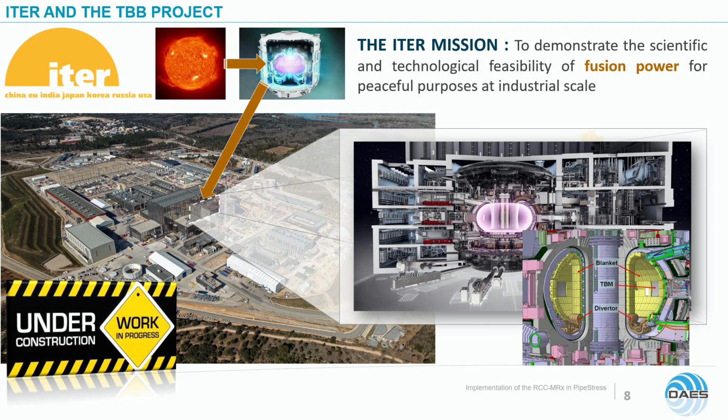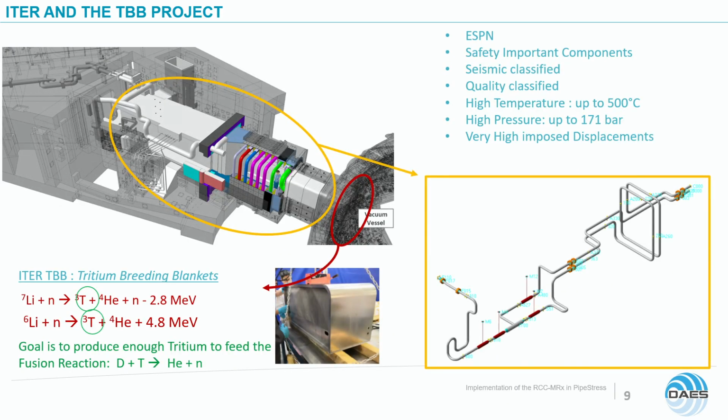So my specific problem is that I have to solve this high temperature pipe stress analysis for the TBB, tritium breeding blankets. They were called TBM before. So it is this small area here that we can use to do our work. What is the basic principle of this? We have these tritium breeding blankets. We have to produce tritium, okay? To feed the fusion reaction, we have to produce this tritium. So the TBB are here for that.